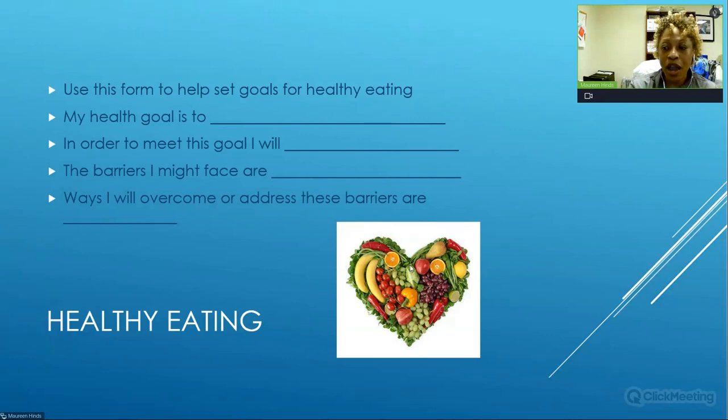So that first line where it says, my health goal is, I want you to remember the criteria of what a SMART goal is. So try to make it specific, right? Make it measurable, make it action oriented, make it realistic, and make sure you remember to put that time factor on it. How long do you plan to continue this action to attain that goal? So just take a quick minute.